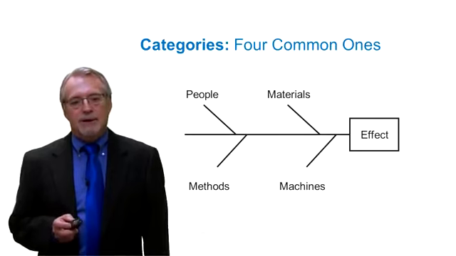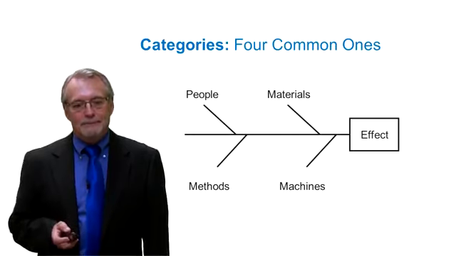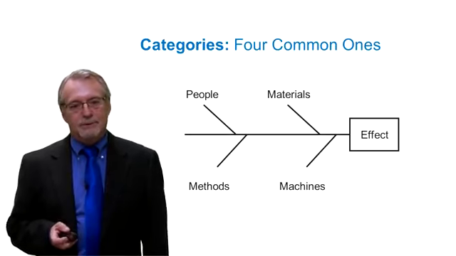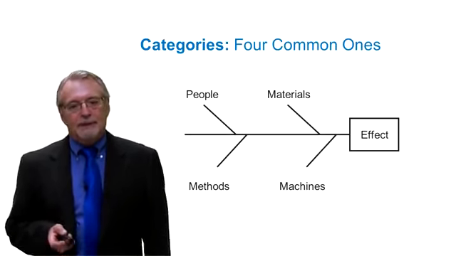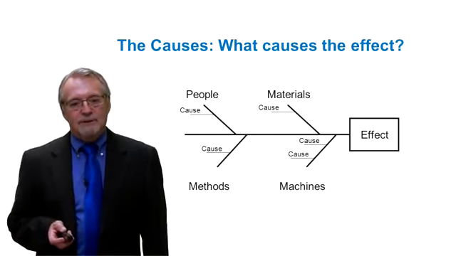Materials, machines, methods. People, that's not an M. In a less enlightened time, that was called manpower. Now it's people. So it's still referred to mostly as the 4 M's. Now we look for causes in here, and we go deeper.